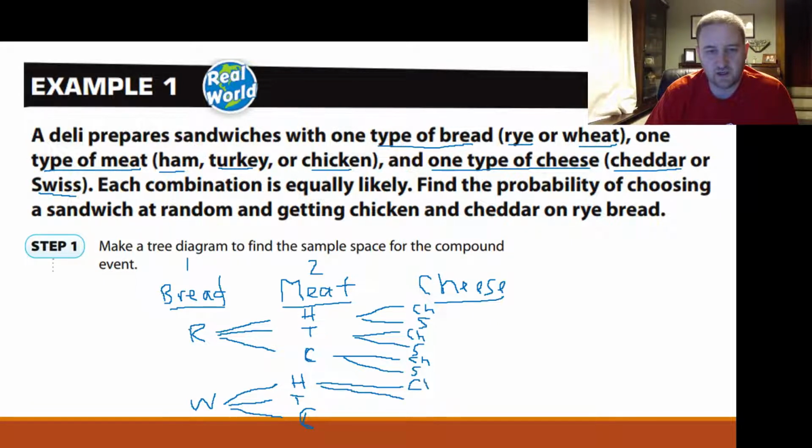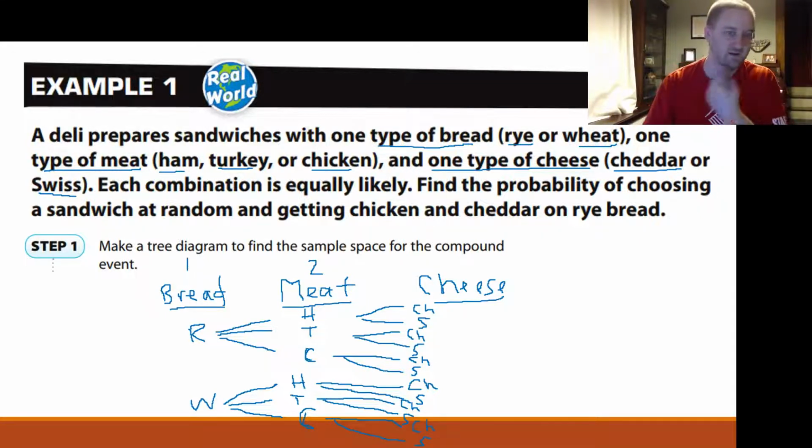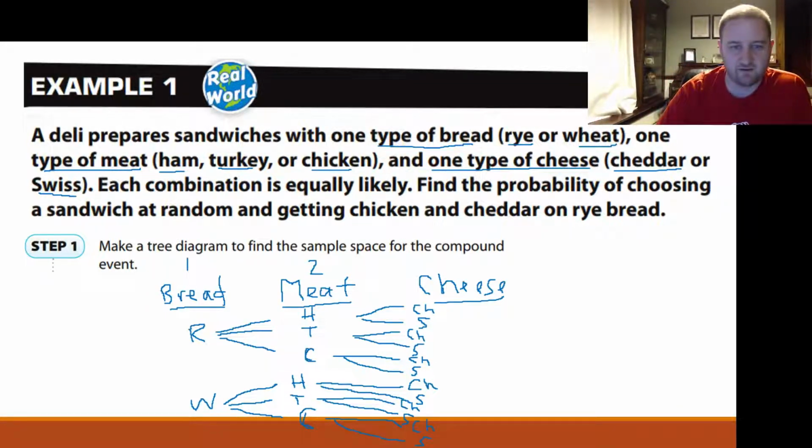Cheddar, Swiss, cheddar, Swiss, and cheddar, Swiss. Okay, now I know this is super dense. I didn't give myself a ton of room to work here. Whenever you're making a tree diagram, you always want to make sure that you have plenty of room to write. Otherwise you're going to get kind of crowded like I did here.